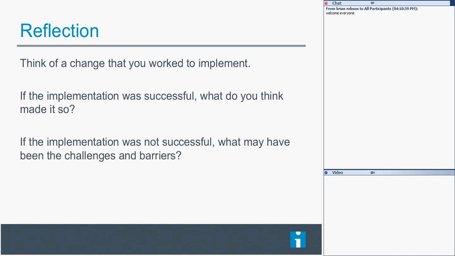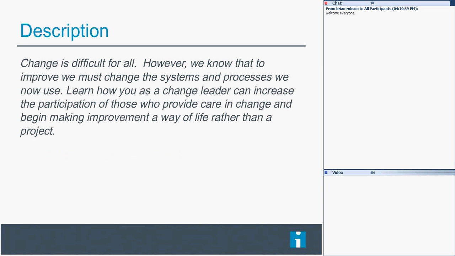It could be something at work. Maybe you tried to implement a new program, a new form, a new opportunity to do something different. It might be something internally, such as you wanted to change your exercise regimen, your diet, or your work-life balance, anything at all. And just think for a moment, if the implementation was successful, why do you think it was successful? And if it wasn't, what were some of the challenges, the barriers that prevented it from being successful? And we'll come back again at the end to re-examine these questions for you and for others.